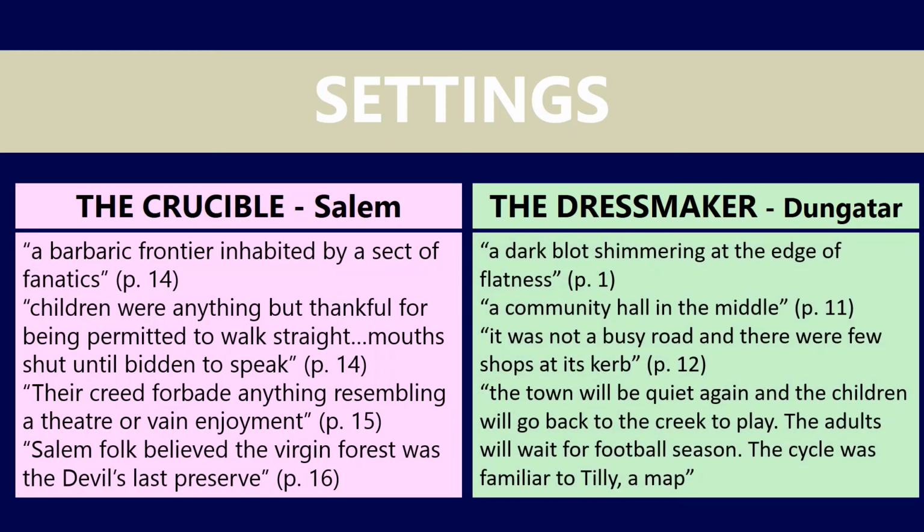With Dangata, in the first chapter, it's labelled a dark blot shimmering at the edge of flatness. And there's a really good description at the start, the fact that you wouldn't really notice it. It's sort of like any other country town in Australia. It's meant to represent that rural way of life. Now, there is a community hall in the middle, and it was not a busy road. This is the main road, and there were few shops at its curb. Again, very insular and very small.